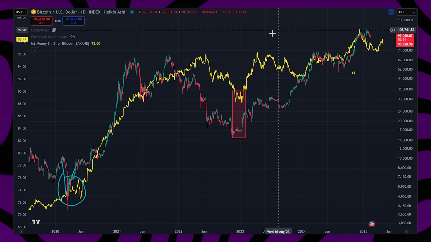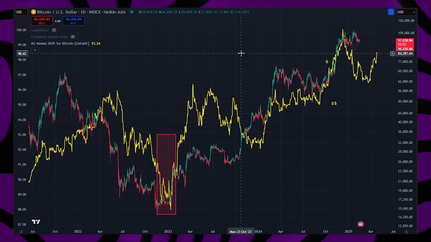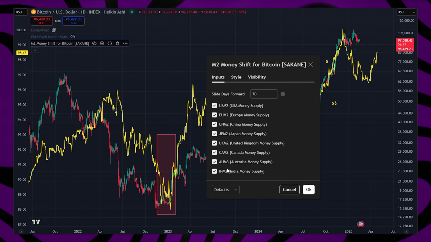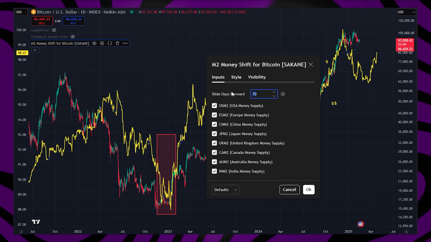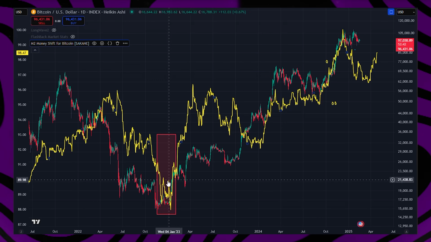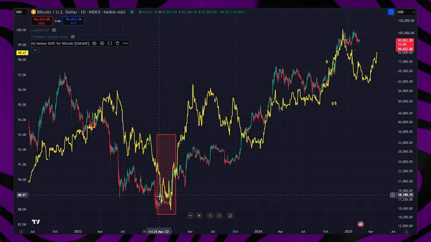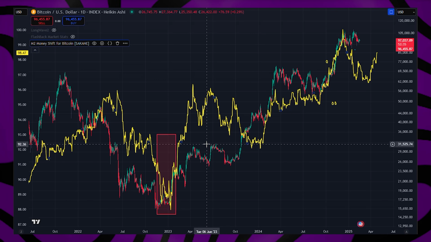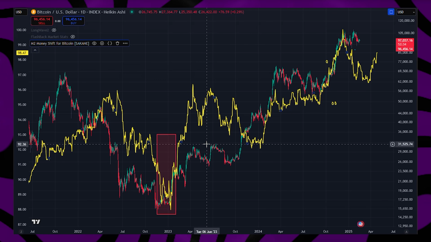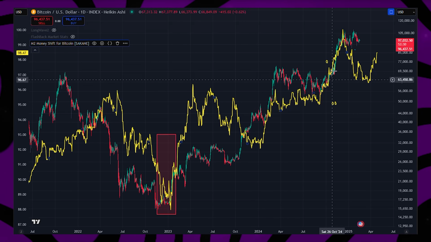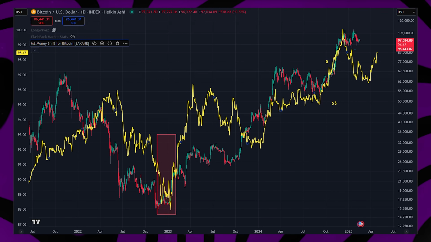So how do you actually use this indicator in a trading strategy? First, apply it to your Bitcoin chart and activate M2 data for the countries that are most relevant to your analysis. Then experiment with the slide days forward setting to see which time frame offers the clearest correlation between liquidity shifts and Bitcoin price action. Keep an eye on major changes in total liquidity, especially sudden expansions or contractions, as these could signal upcoming volatility.